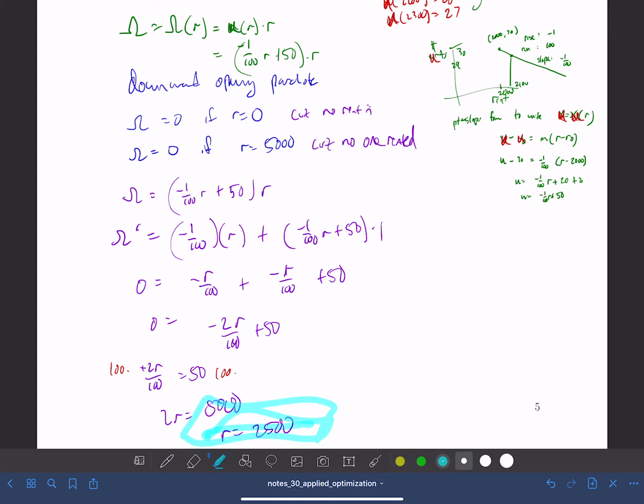Boop. Yeah, that's what I want. The rent is 2,500. What rent maximizes profit? $2,500. Calculus is powerful. This is seriously the tip of the iceberg.